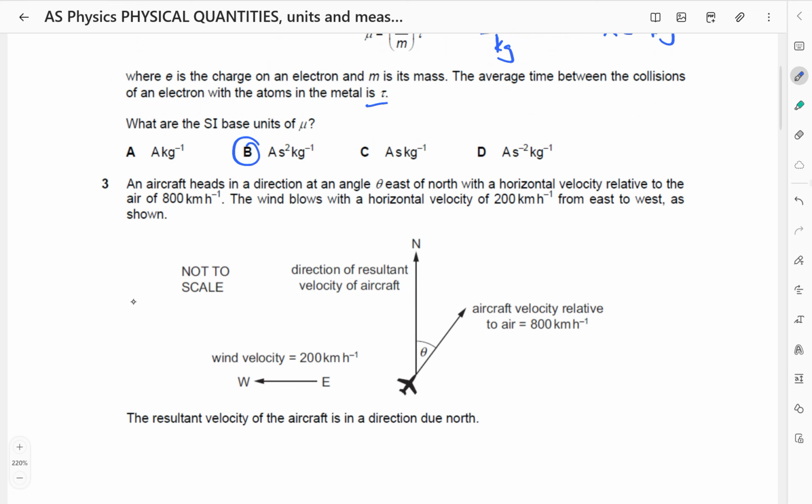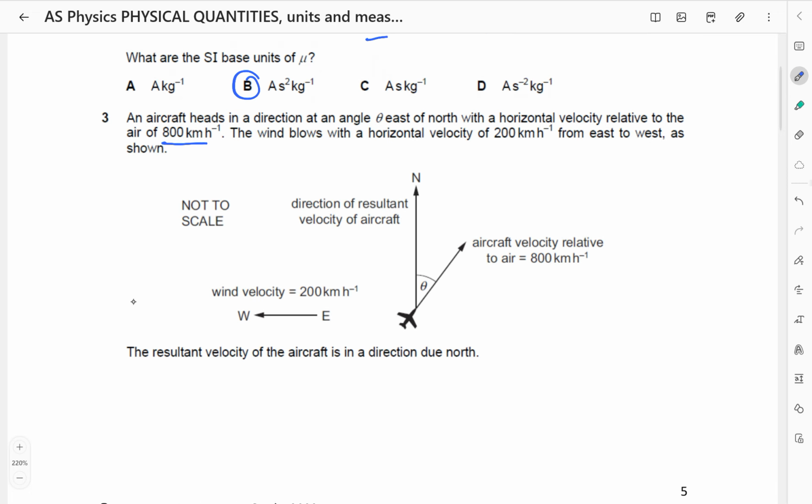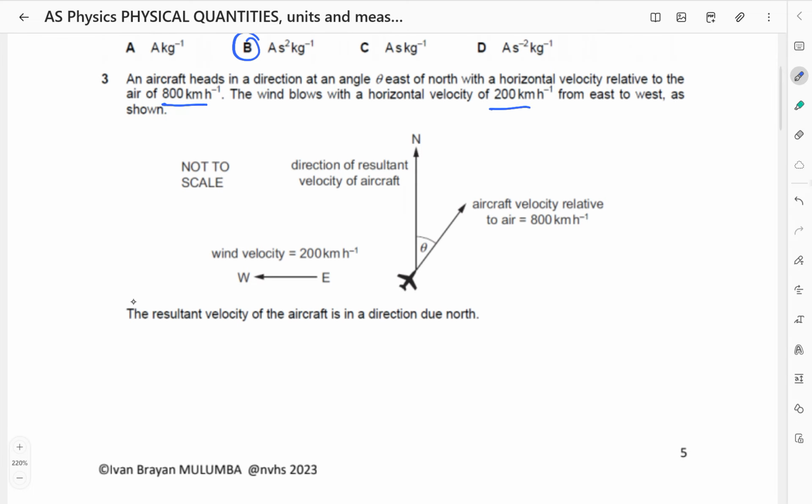An aircraft heads in a direction at an angle theta east of north with a horizontal velocity relative to the air of 800 kilometers per hour. The wind blows with a horizontal velocity of 200 kilometers per hour from east to west, as shown in the figure, not to scale. The resultant velocity of the aircraft is in a direction due north.